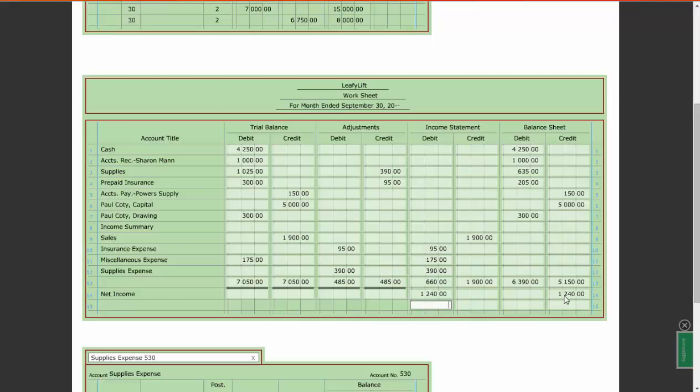And if I take $5,150 and add $1,240, it should equal your balance sheet debit. If it doesn't, you know somewhere you've made a mistake. But we should be rock stars, and everything should equal.